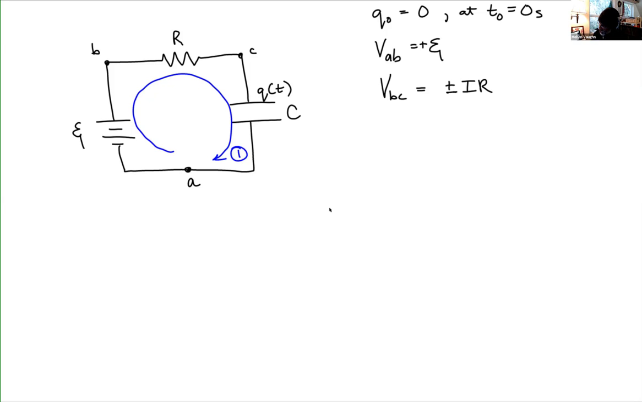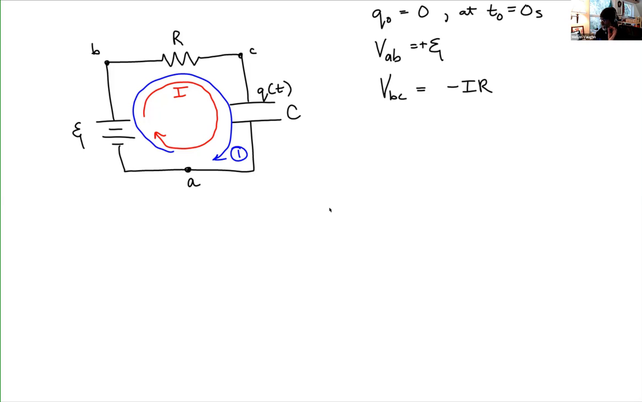So if we look at the circuit from the positive terminal of the battery back down to the negative terminal of the battery, our current will be flowing clockwise. Since we are analyzing the circuit in the same direction as the current, we could say that the potential difference across the resistor is going to be the negative of the product of the current and the resistance.